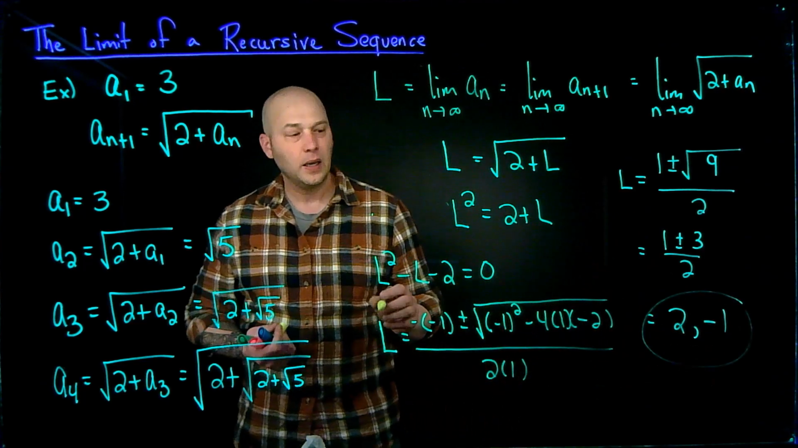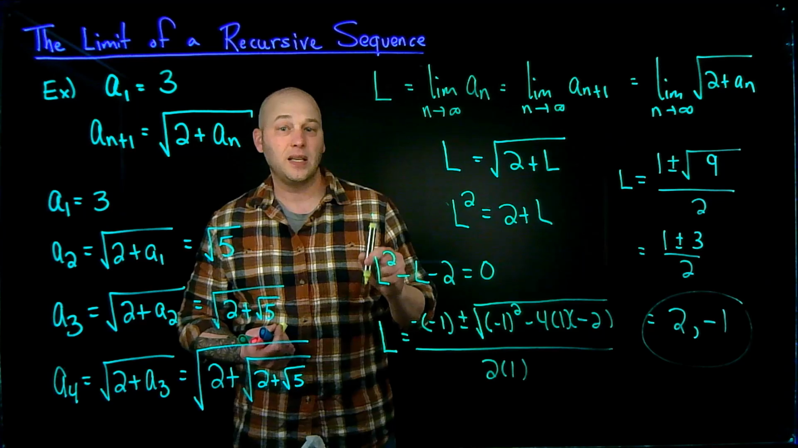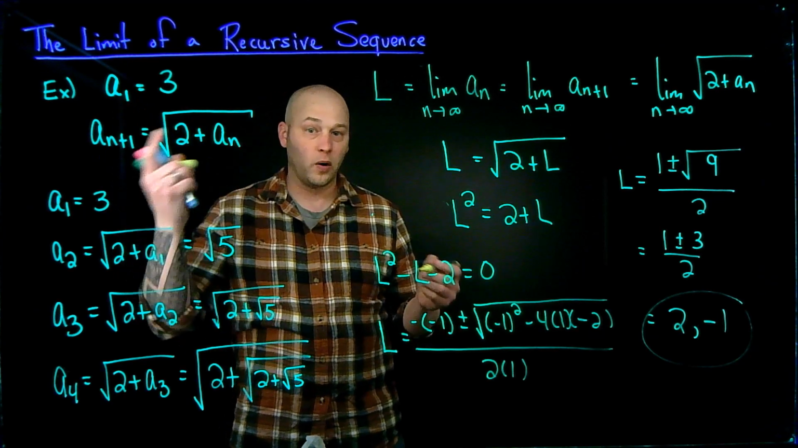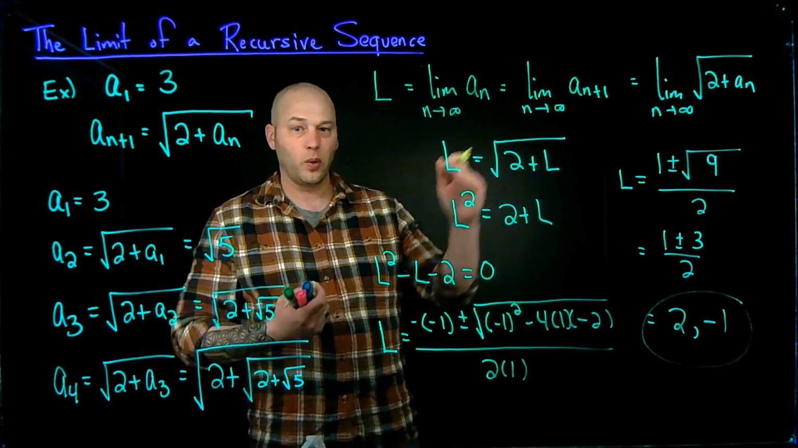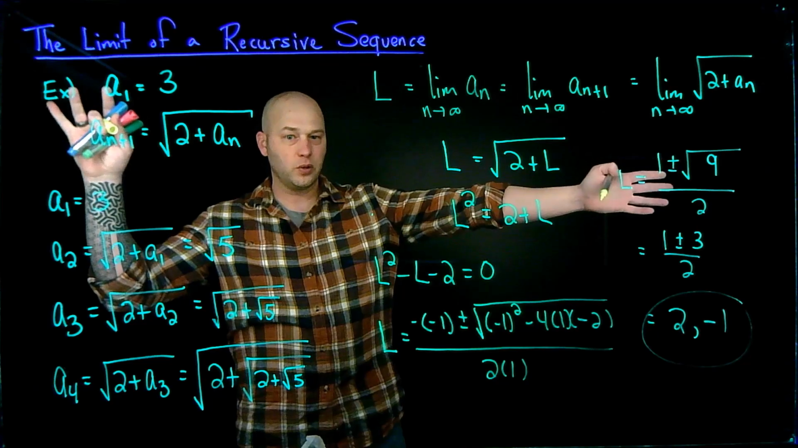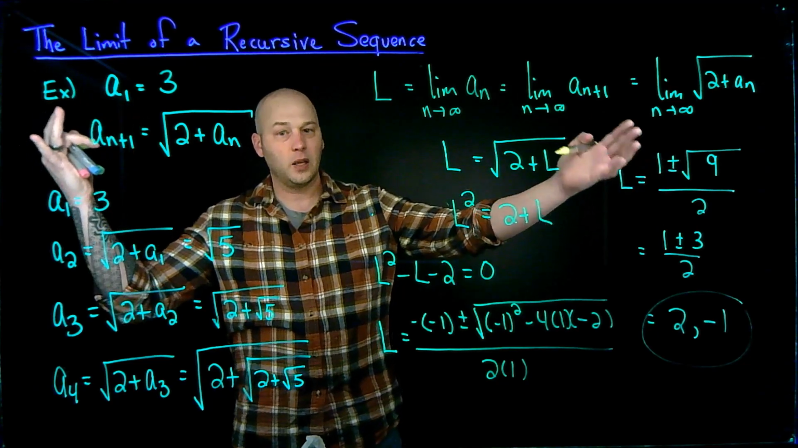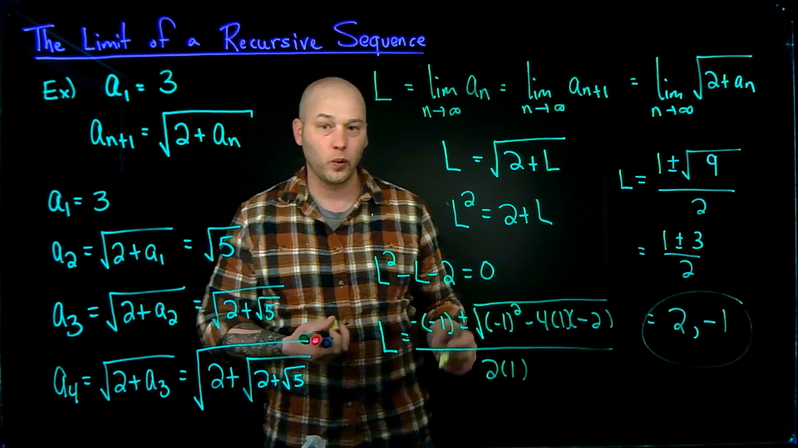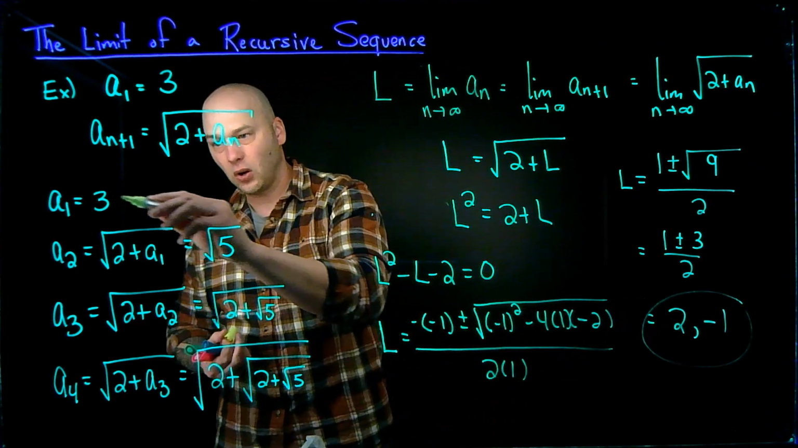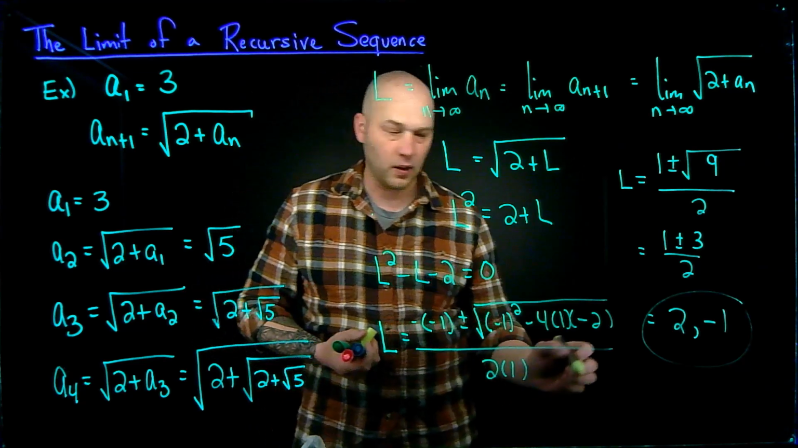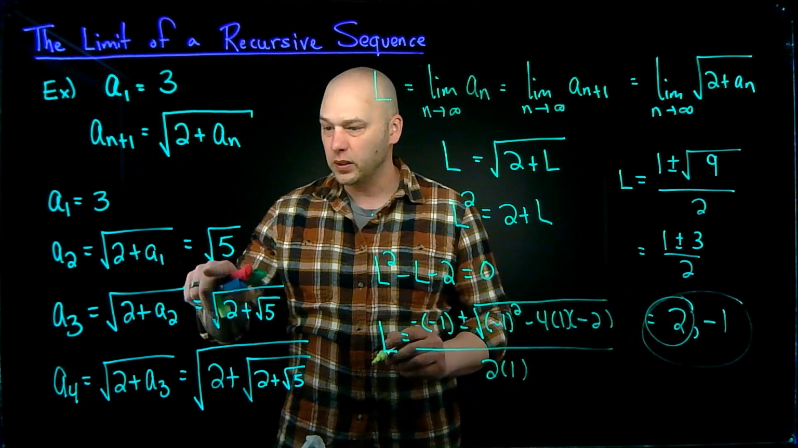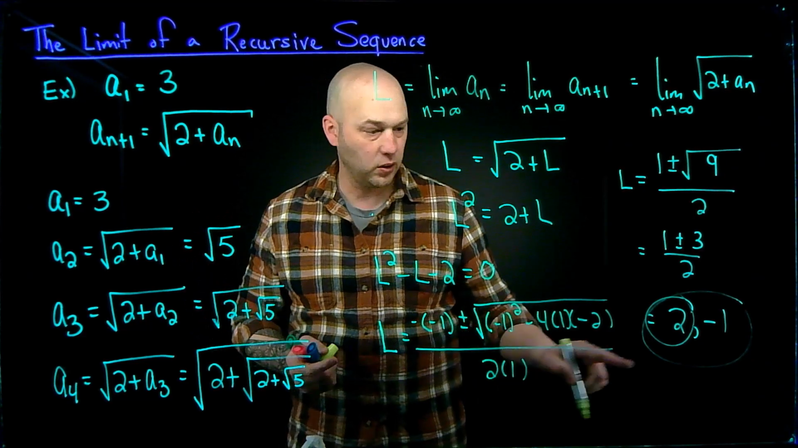Here's the idea. A limit, if it exists, is unique. So if this limit exists, it has one value. The limit is this number or this number. I can't get progressively closer to 4 and progressively closer to negative 3, right? It gets progressively closer to one number. So therefore, the limit is one of these two. Well, we can quickly narrow it down because these are all positive numbers, and therefore it has to be this one. So therefore, this sequence of radicals actually converges to 2.